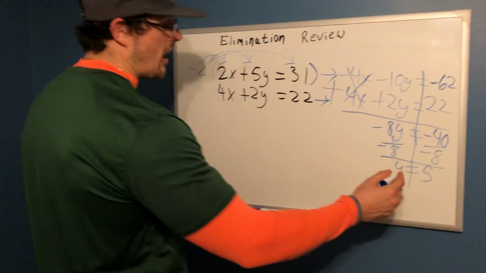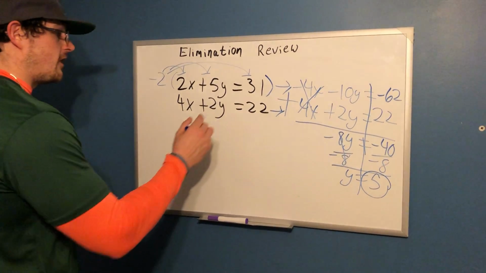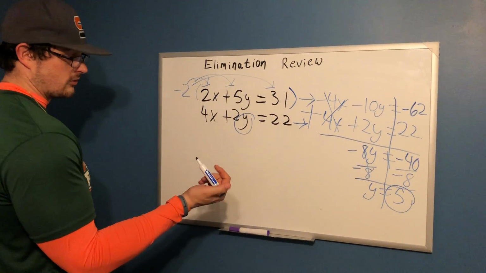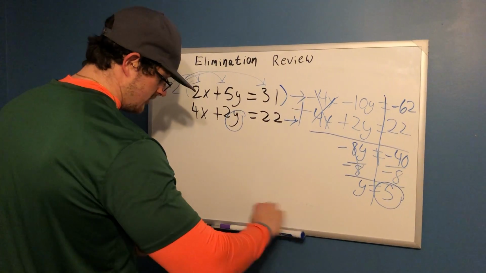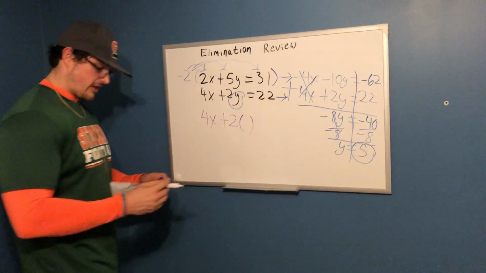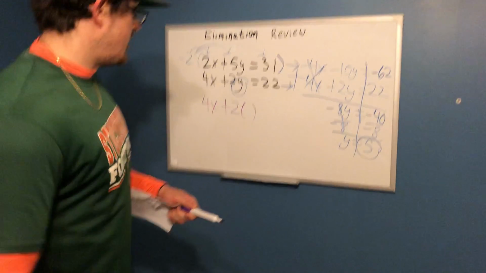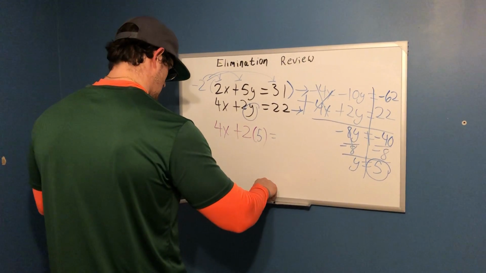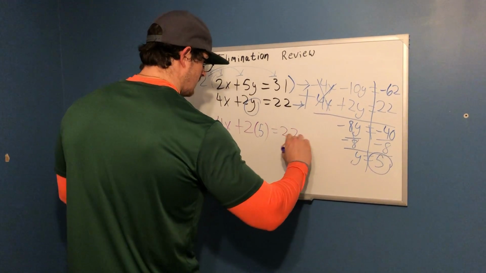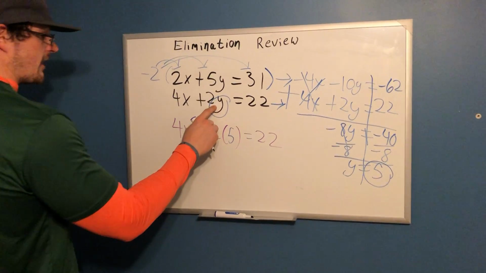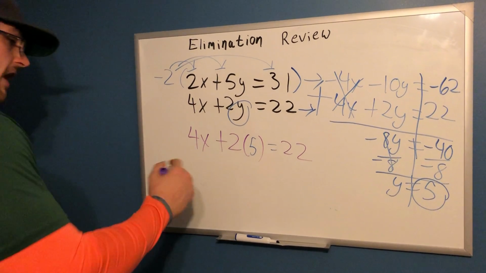So we're going to take our y and substitute it into one of the original equations. You can pick whichever one you want. I just picked the bottom one for this one. So it's going to be 4x plus 2, and then remember, instead of y, I'm plugging in the 5 because I got y equals 5, and then equals 22. Like I say, I plugged it into this bottom equation. So I took y equals 5 and plugged it back into one of the originals. Now let's just work that out.